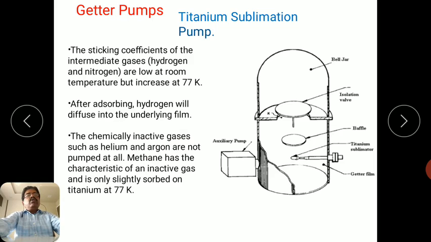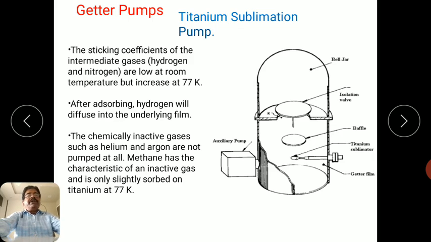That means noble gases, helium, argon, such particular gas molecules, are chemically inactive. So they cannot react with the titanium which is present on the surface of the vacuum chamber. They are not going to form any compound with this titanium, and they cannot be pumped. So we cannot pump such chemically inactive gas molecules with the help of a titanium sublimation pump.